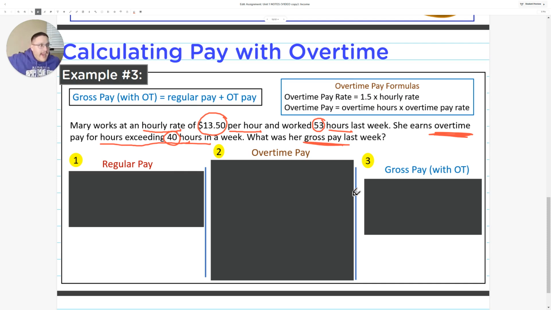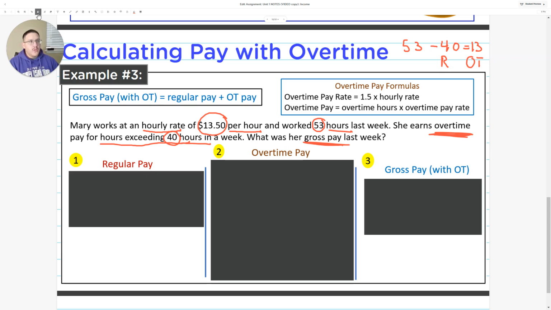So, first off, any amount of hours that you work that's over 40 hours means you're entitled to overtime pay. So we're going to have to split this up into two parts: regular pay and overtime pay. First off, regular pay. We know that of those 53 hours that she worked, 40 of them is regular pay, which means 53 minus 40, we have 13 hours that are overtime. I'm going to label the 40 as regular pay. 40 is regular, 13 is overtime.